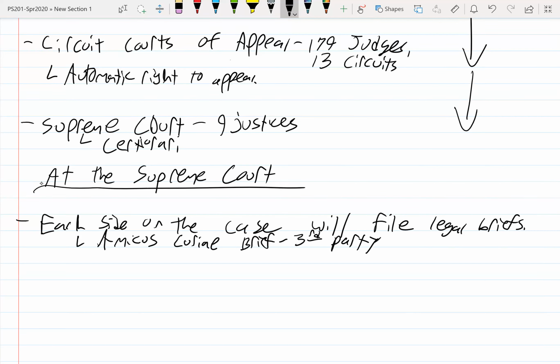It varies case to case exactly whether or not the justices will read them or care about them. It's not guaranteed. In fact, it would be quite rare that an amicus curiae brief actually moves the needle in one direction or another, but you do have this right as a third party to file an amicus brief. The key action, though, is going to be the briefs filed by the plaintiffs and the defendants.